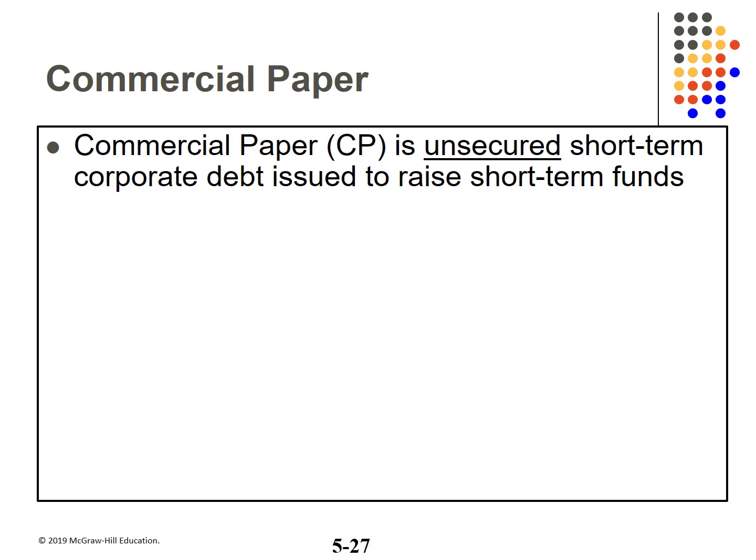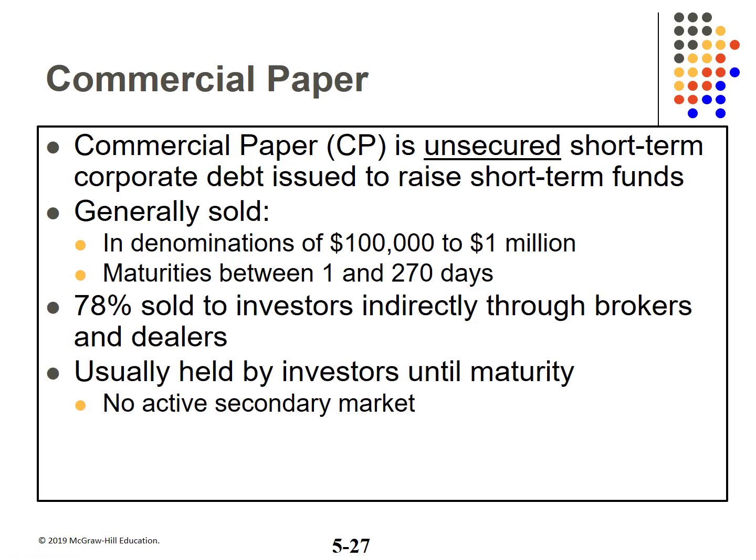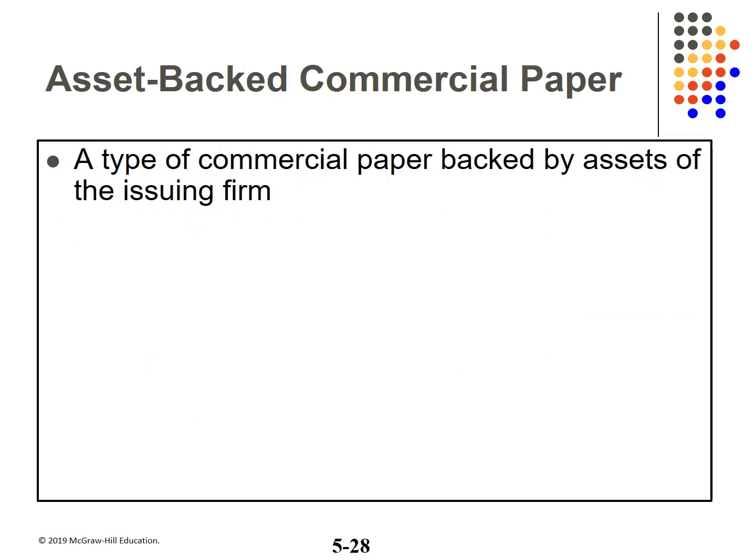Commercial paper is not something most of us are familiar with. CPs are unsecured short-term corporate debt. Denominations are generally $100,000 to $1 million, and the maturities run up to 270 days, just short of having to register with the SEC. Commercial paper is sold indirectly through brokers and dealers. There is virtually no secondary market, so most of them are held to maturity, and the yields are quoted on a discount basis, like T-bills. There is a form of commercial paper that is collateralized.